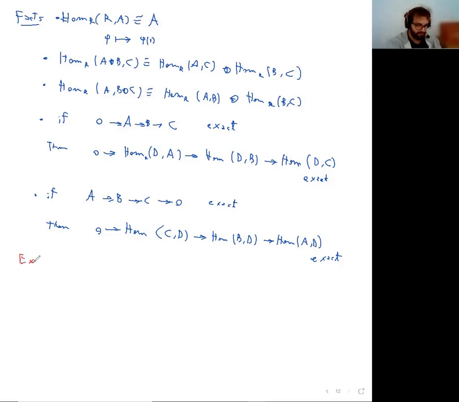Exercise. When D is a free module, then hom of D dot is an exact functor. Exact functor meaning that it sends exact sequences into exact sequences. Okay.